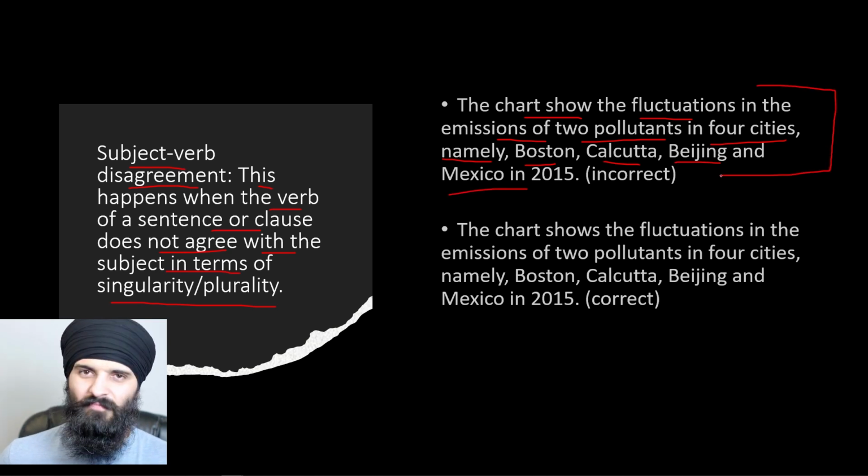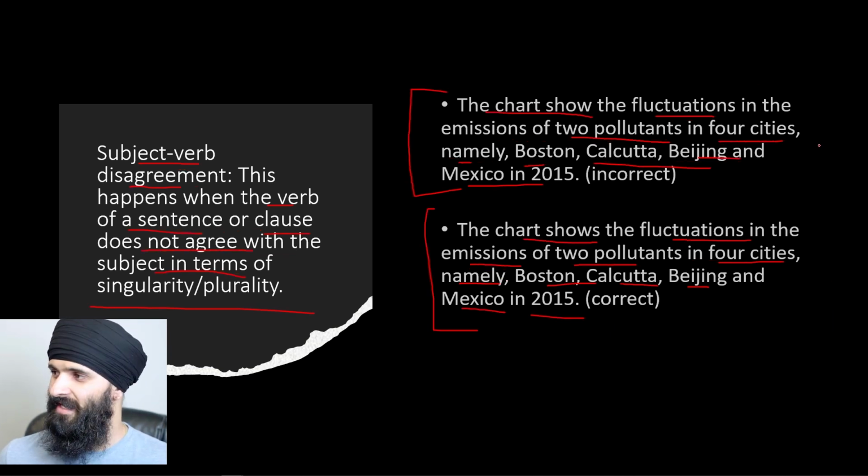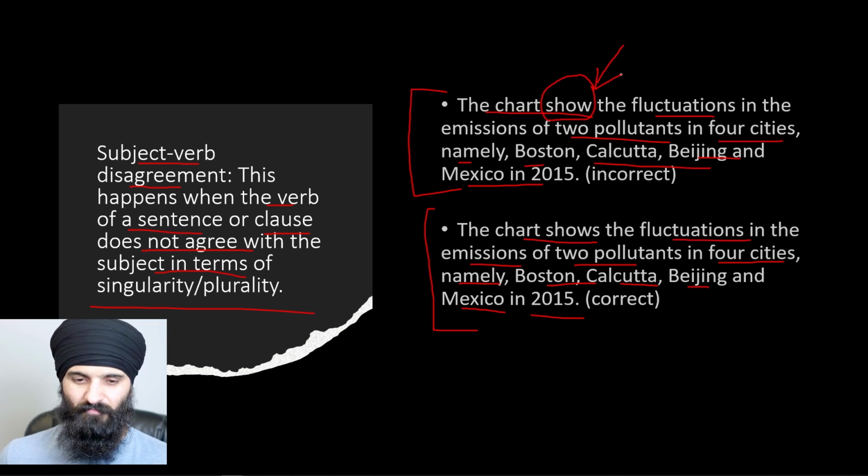Now that is incorrect there. Can you guess why? I'll let you take a moment here. Have a read and think. Now, look at this answer here. The chart shows the fluctuations in the emissions of 2 pollutants in 4 cities, namely Boston, Calcutta, Beijing, and Mexico. So, what do you think? If you figured it's the S in this bit here, chart show, that is the mistake. You got it right. It should be chart shows. There should be an S in here, so that's the right way. Because we have plurals here, 2 pollutants, 4 cities, it should be shows, not show, because it's not singular, it's plural.